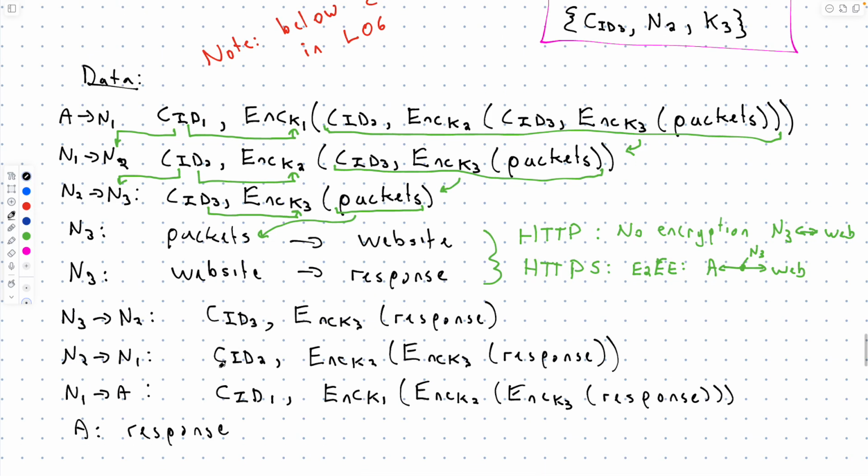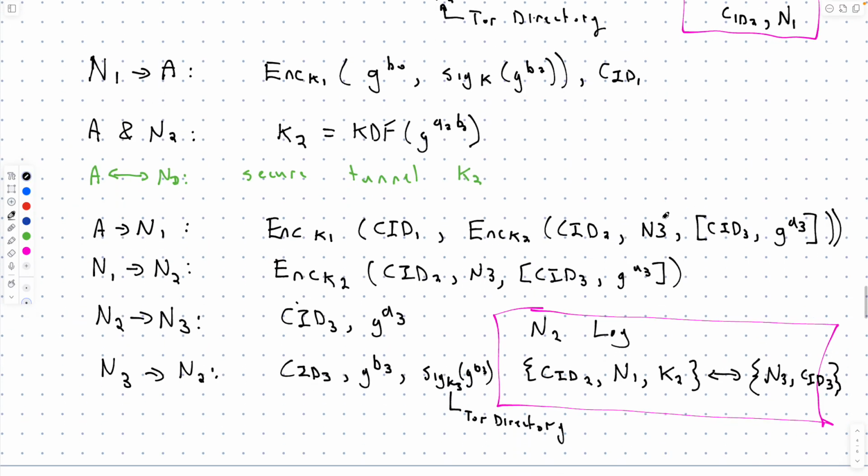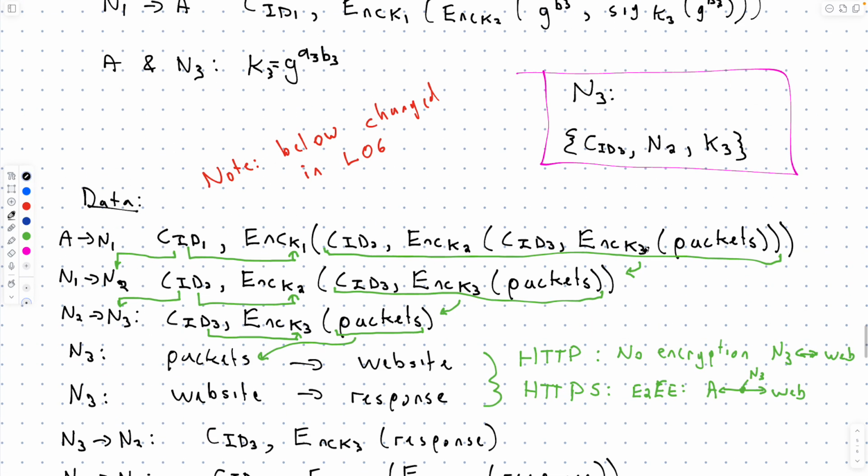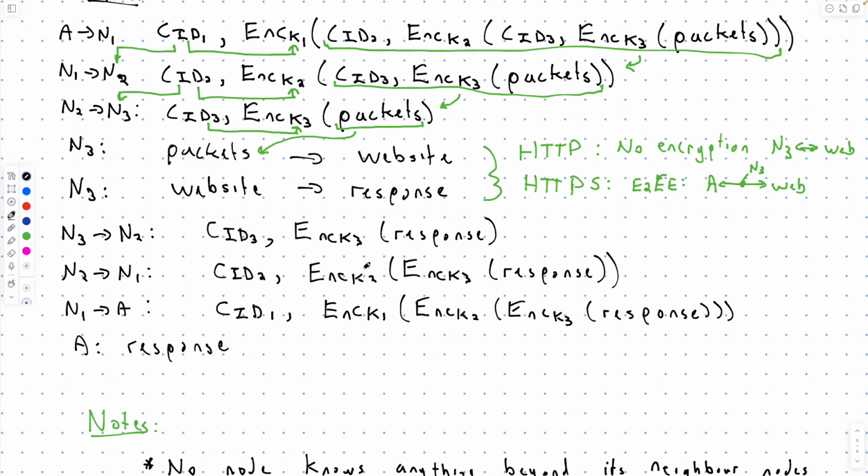All right. N2 will receive it. So this is what N2 sees. N2 will look at CID 3. It will say, okay, I need to send this to N1 using K2, and I'm going to mark it with CID 2. So it encrypts it with K2, marks it with CID 2, and sends it to N1. All three of those pieces of information it got from CID 3.